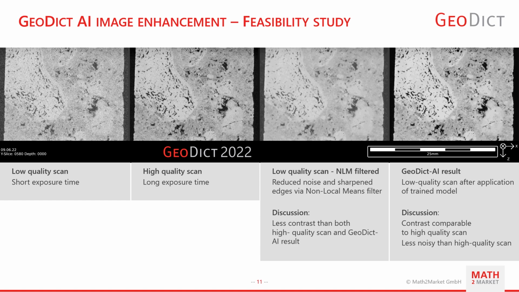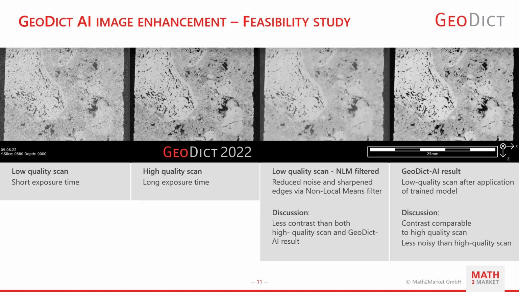And we trained our AI on these 2 cases and afterwards applied it. And you can see the results to the right. So the third image, first of all, is the low quality image, but just with a non-local means filter applied to see how that would perform compared to our method. And on the rightmost image, you can then see the result of applying the AI that was trained on the first 2 images to the low quality image.